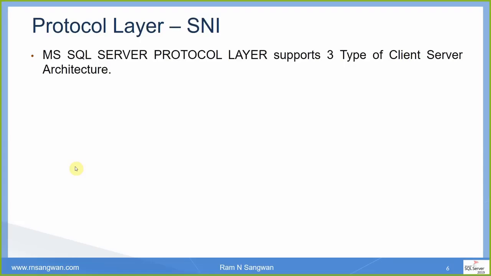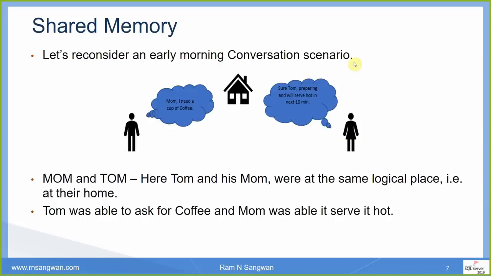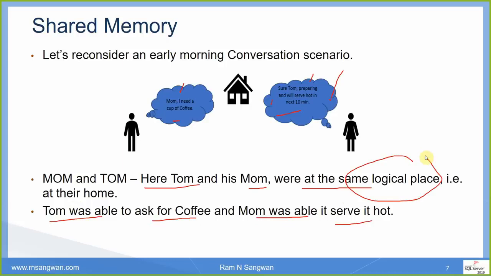So, protocol layer, SNI. Microsoft SQL Server protocol layer supports three types of client server architecture. First is shared memory. Consider this early morning conversation scenario between Tom and mom. Tom and his mom were at the same logical place, and Tom said, "Hey mom, I need a cup of coffee." And mom said, "Sure son, preparing, will serve it in the next 10 minutes." Tom was able to ask for the coffee and mom was able to serve it. They are in the same logical place, the same physical place, at their home.